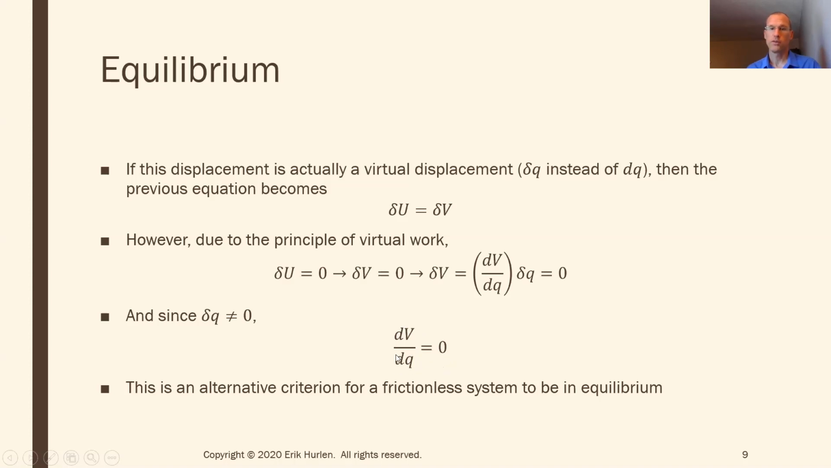So this is where it's good to have only one variable for my coordinate. If I have more than one coordinate, I need partial derivatives here, and it gets a lot harder. If I only have one single coordinate, I get this nice, easy equation: the derivative of potential energy with respect to that coordinate has to be 0. If that's the case, my system is in equilibrium. That's another alternative way to define equilibrium. All my potential energies, add it all up, take the derivative with respect to some coordinate, and that has to equal 0.